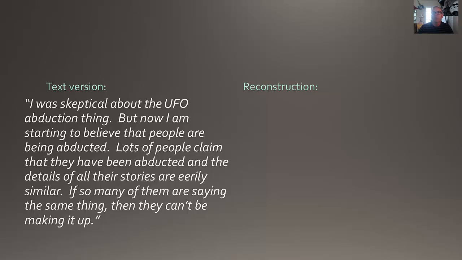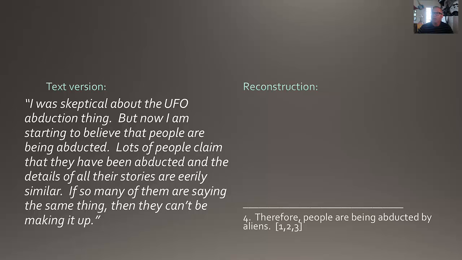Okay, so first question, what's the conclusion? What's this author arguing for? And it looks like this author's arguing not that I am starting to believe, but just that people are being abducted by aliens. Okay, so one of the things we're doing when we reconstruct these arguments is we trim out all the extra language. So that second sentence actually says, but now I am starting to believe that.